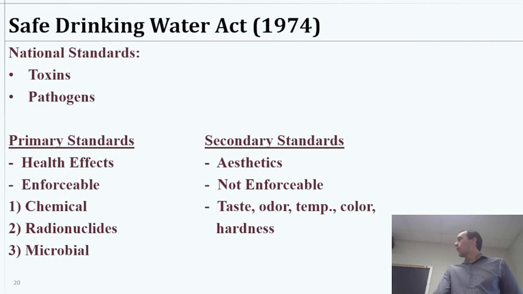Okay, so from a regulatory standpoint, most of our drinking water standards are driven by the Safe Drinking Water Act from 1974. This gives us national standards for a variety of toxins and pathogens, and we can really, I guess, best understand the regulations as a whole in terms of primary and secondary standards. Primary being the ones, I think I touched on this on our first class, that really have to do with health. So these are enforceable, meaning they are mandatory for public water systems.